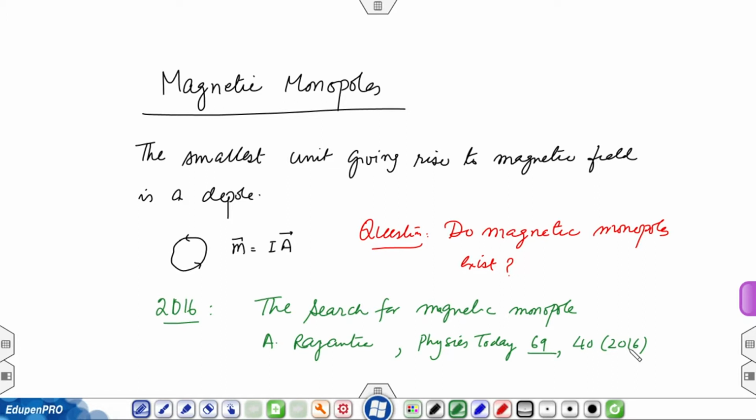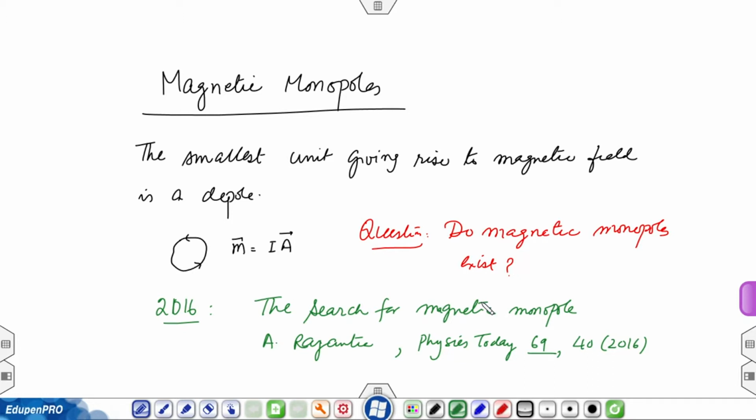Dirac gave a fantastic argument. Our own Meghnad Saha gave an argument about magnetic monopoles. So, this lecture is about exploring how Maxwell's equations would be modified if magnetic monopoles existed, and how we can detect them, how Lorentz force acts on them, and so on.